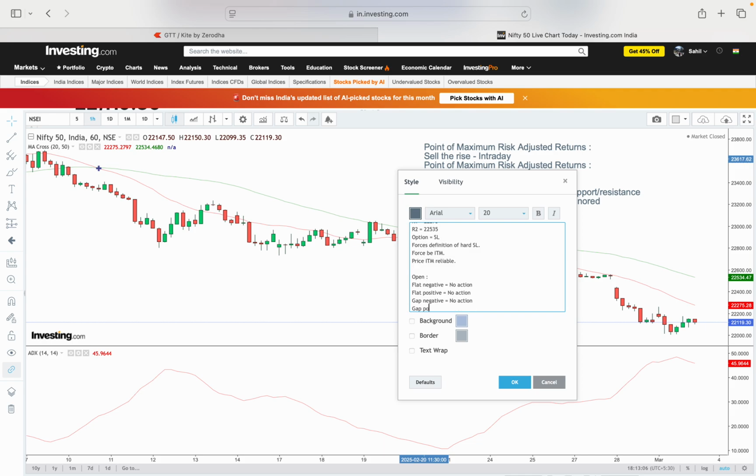A gap positive will likely force action provided it is a gap of at least 150 points. If this is not happening, then it is very difficult to imagine a situation where a trader needs to punch the order at 9:15 in the morning.